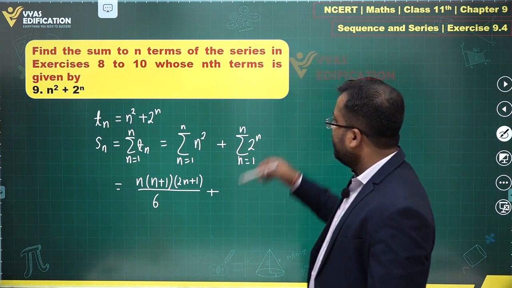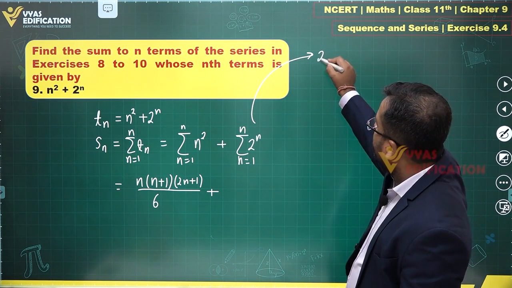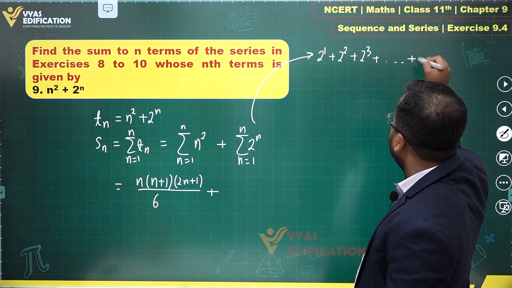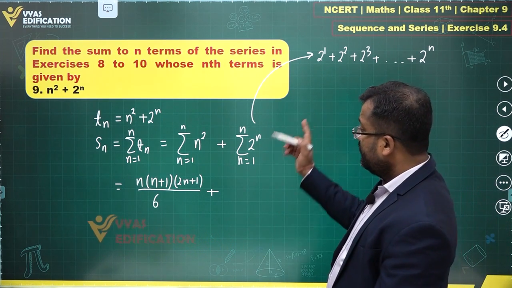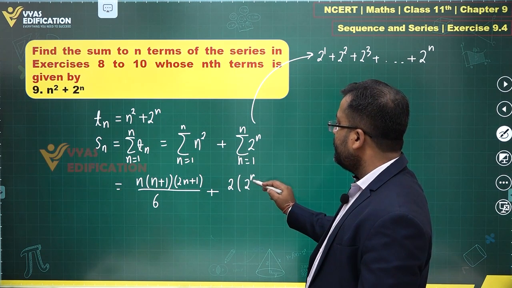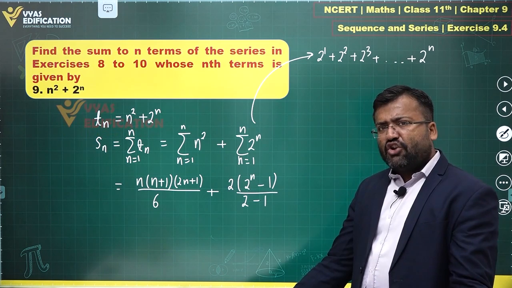Whereas this series, can you take a look at this series over here? This is 2 power 1, 2 power 2, 2 power 3 and so on and so forth up till 2 power n. This is actually a geometric progression. The sum of these terms will be first term, common ratio power number of terms minus 1 upon common ratio minus 1. That's all.